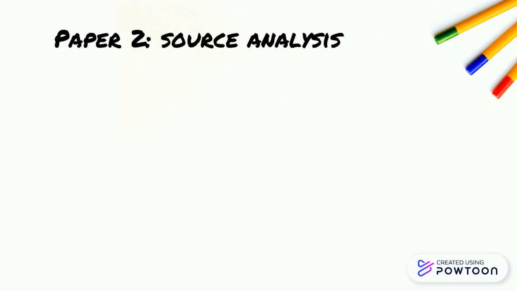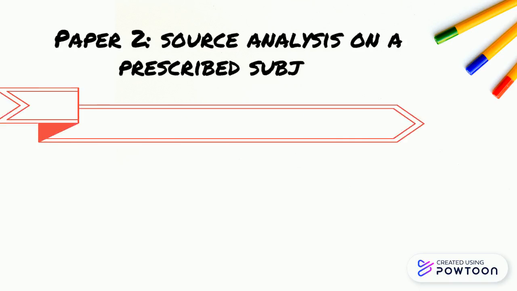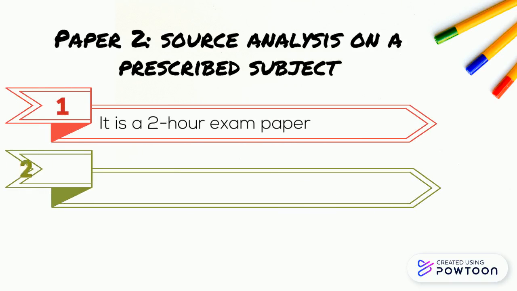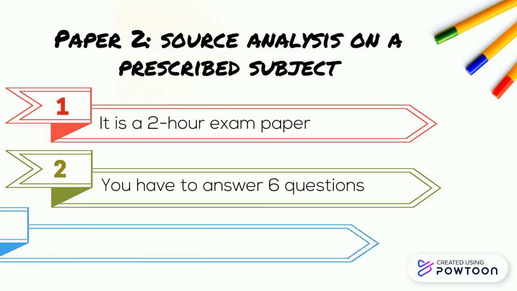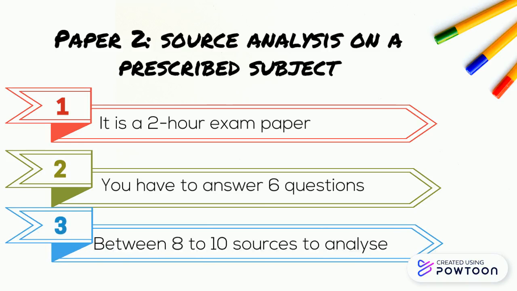So paper 2 is a source analysis paper on a prescribed subject. The exam takes 2 hours, you have to answer 6 questions on sources, and you have between 8 to 10 sources to analyze.